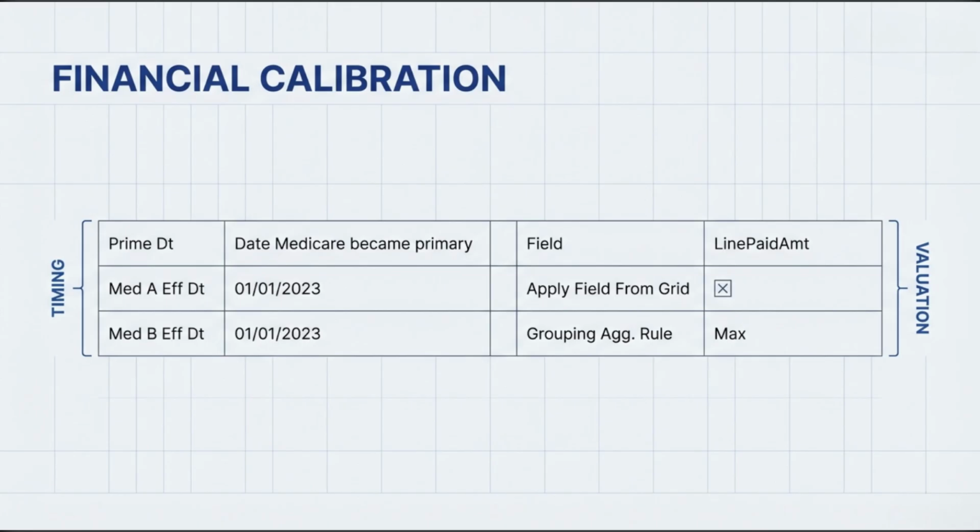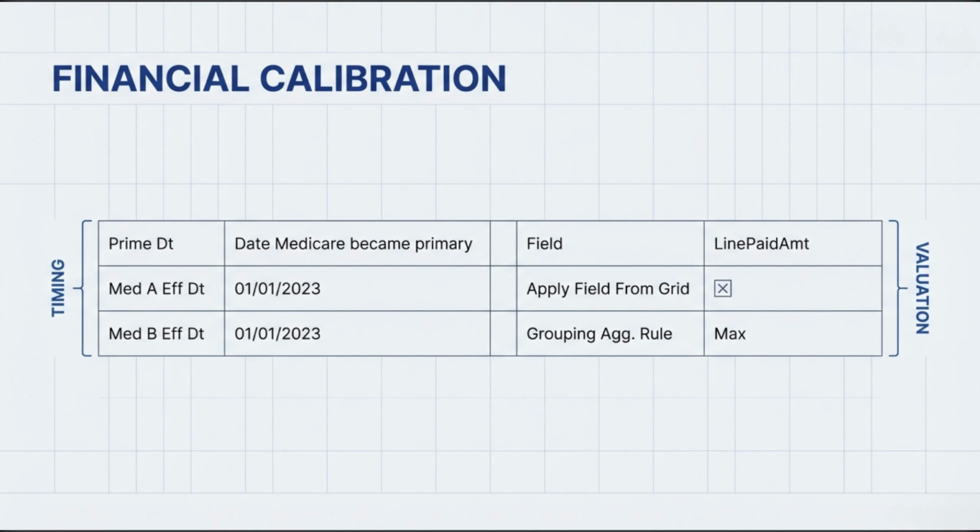This is where you, the sharp COB analyst, become the ultimate detective of dollars. First, look at our timing. We're locking in those crucial effective dates. Med A and Med B both hitting on 01/01/2023. What does that tell you immediately? It means any claims before that date are out of scope for Medicare's primary responsibility, right?